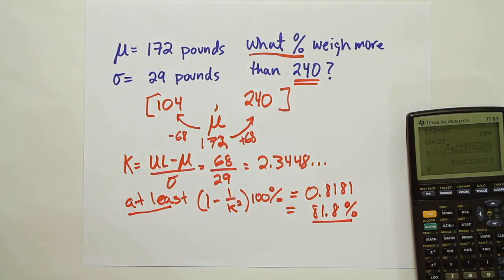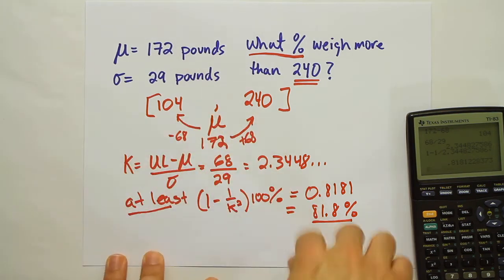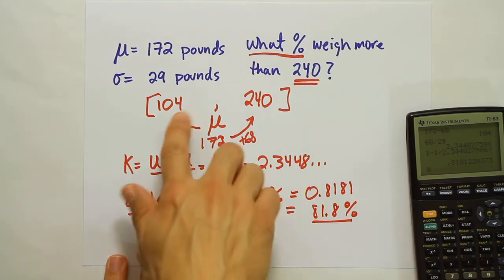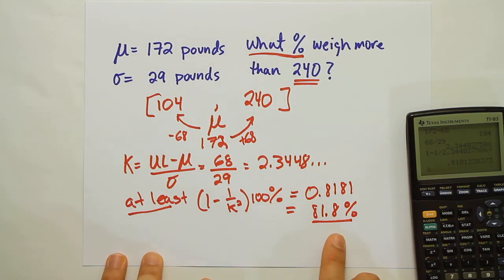Now let's think about it. That's what's inside the interval at minimum. Nothing less can be inside the interval, so we can't have anything less than 81.8%. In other words, could it be that there's only 70% in the interval? No, because there's going to be at least 81.8%, or basically 82%.